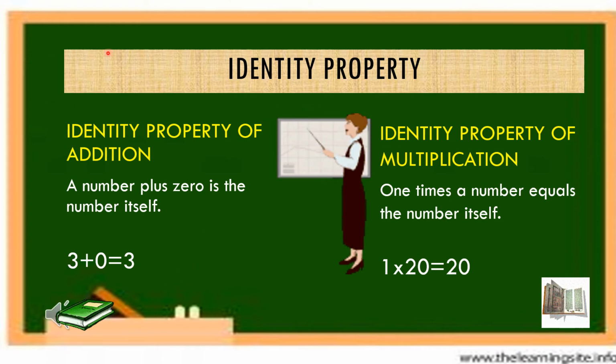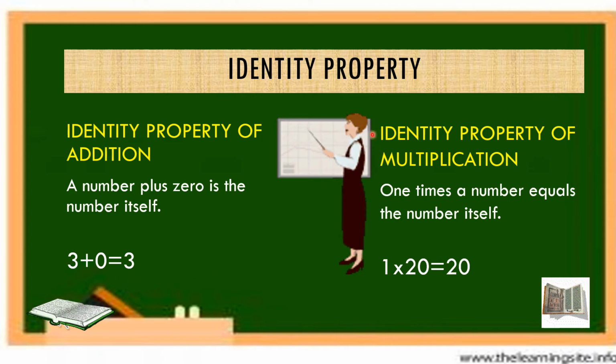We have identity property. What is the identity element of addition? The identity element for addition is 0. What is the identity element in multiplication? The identity element in multiplication is 1. So what is identity property of addition? A number plus 0 is the number itself. 3 plus 0 equals 3.